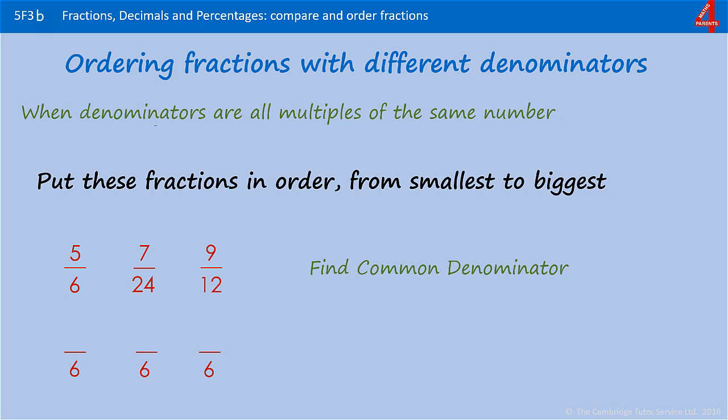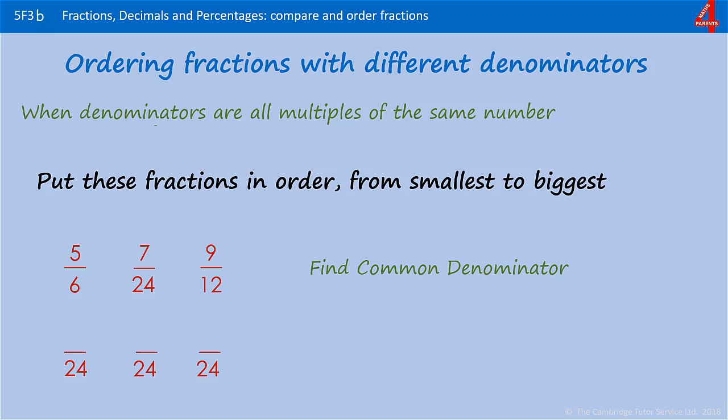So I'm going to show you what might have happened if you tried to do this using sixths. So 5/6 will stay the same. 24, to get to 6 we divided it by 4, but 7 we can't divide by 4. And you'll notice the same will happen with the other one. 12 we divided by 2, but 9 won't divide by 2. So we're going to have to work with a different number. So we're going to work with the biggest one, which is 24, because remember, if they're all multiples of the same number, that will work.